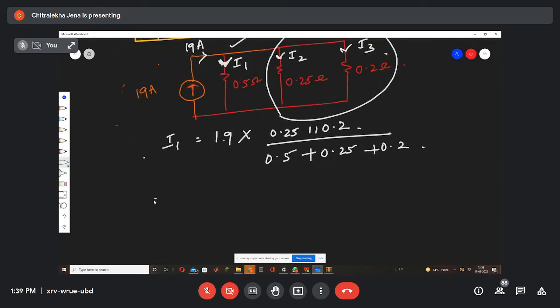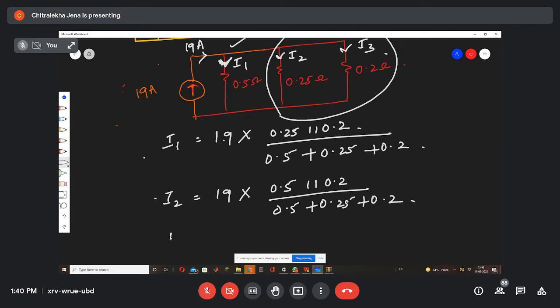Now the same thing here. If I am finding I2, it will be 19 multiplied by 0.5 parallel with 0.2, divided by 0.5 plus 0.25 plus 0.2. Similarly, I3 will be equal to 19 multiplied by 0.5 parallel with 0.25, divided by 0.5 plus 0.25 plus 0.2. Am I clear to each one of you? Yes, ma'am.